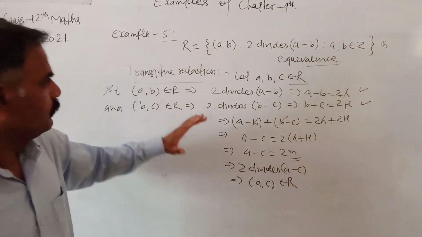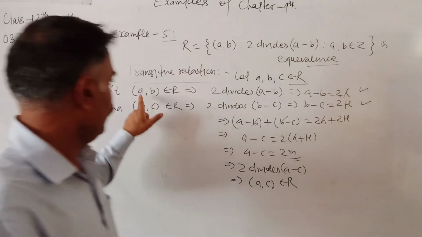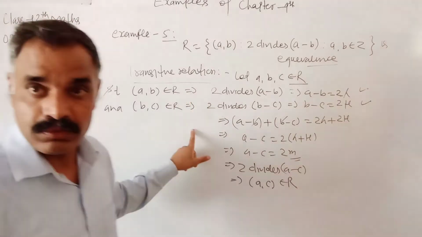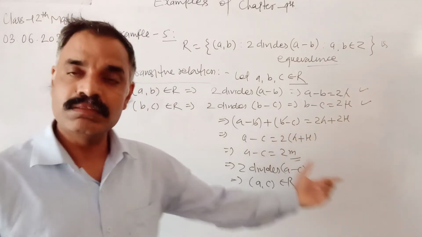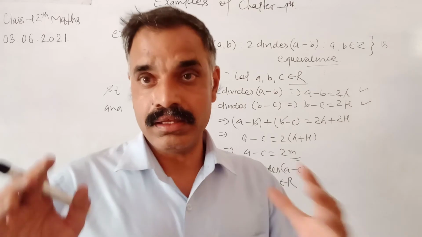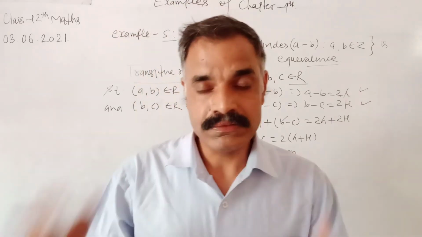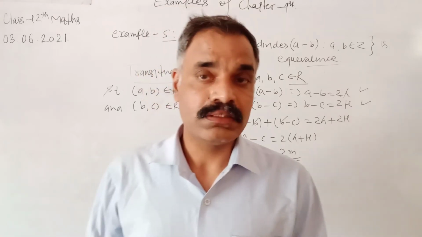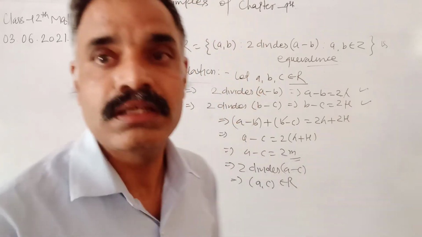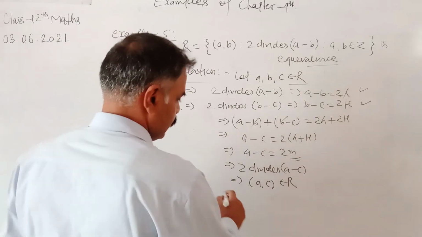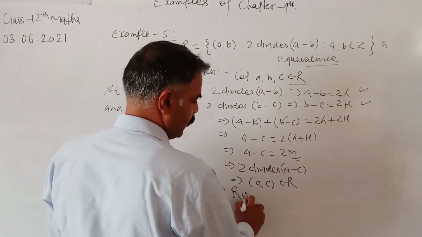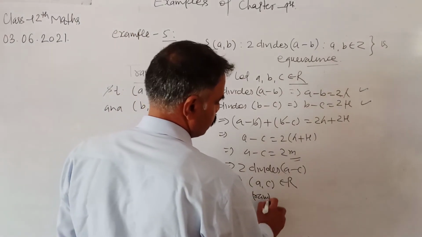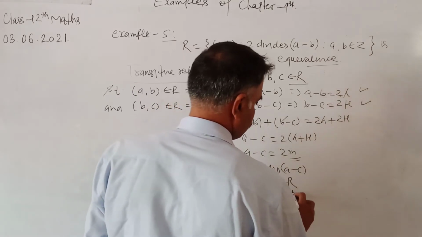So the conclusion is (a,b) belongs to R and (b,c) belongs to R implies that (a,c) belongs to R. And when (a,b) belongs to R and (b,c) belongs to R implies that (a,c) belongs to R, it means the given relation is a transitive relation. So finally, R is a transitive relation.